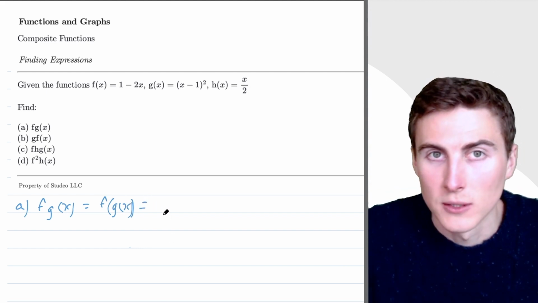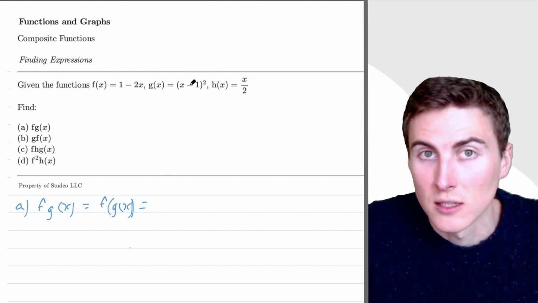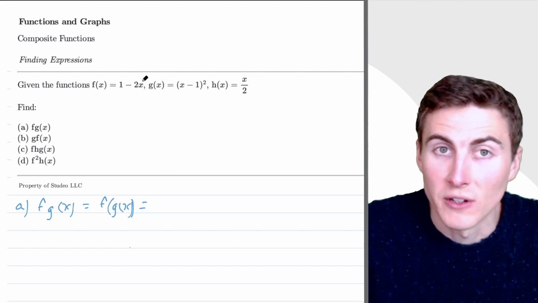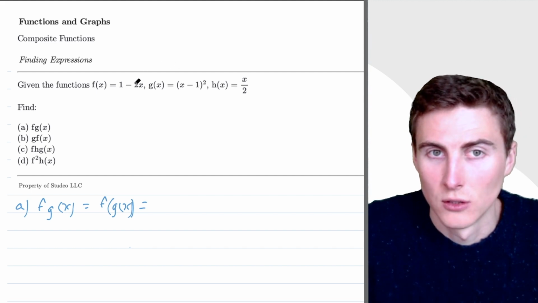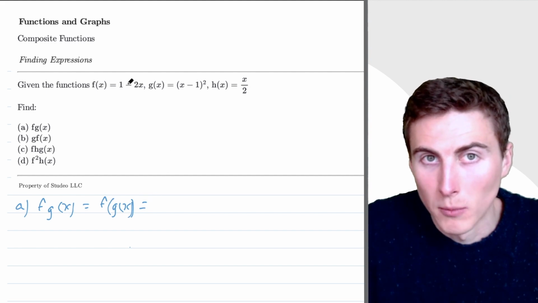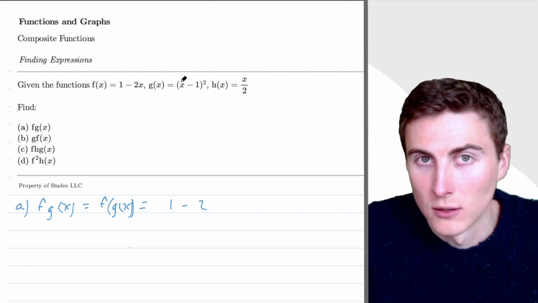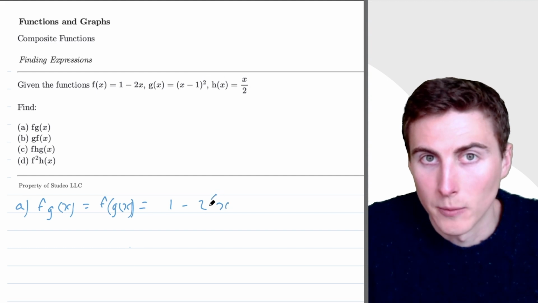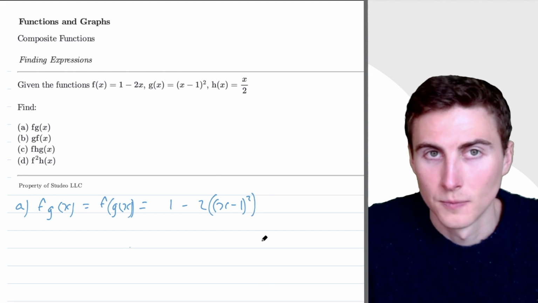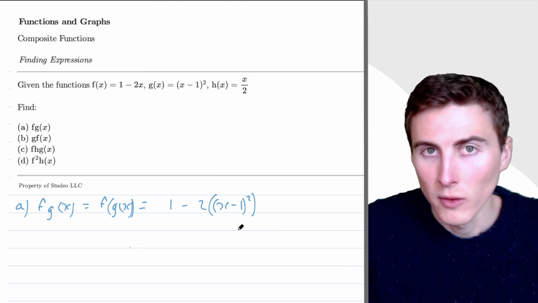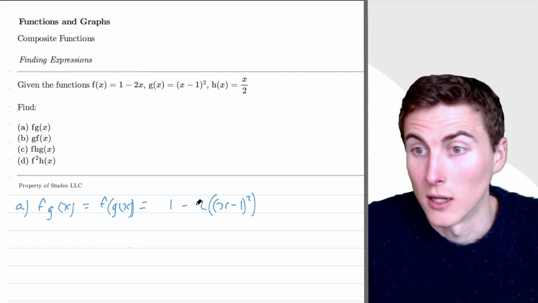To actually do that, we take this g function, x minus 1 squared, and we substitute that into wherever the x is within the f of x function. So this is still going to be 1 minus 2, but then instead of writing x here, I write this whole thing. So in brackets, I put x minus 1 squared. Hopefully you can see I put this entire thing into this x here. To be fair, that is kind of the answer.